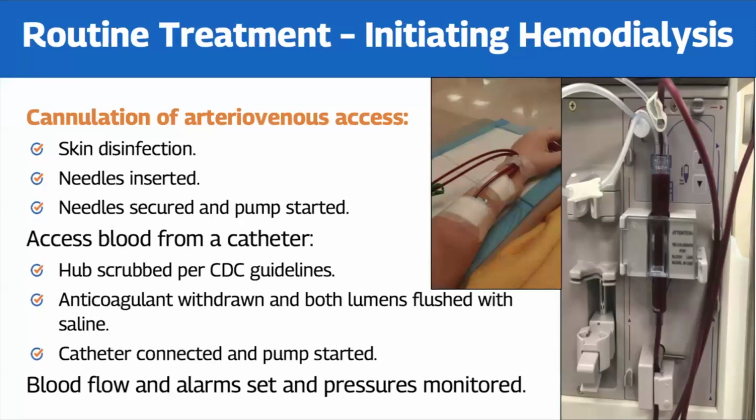Accessing blood from the catheter, we have to make sure we scrub the hub per CDC guidelines. An anticoagulant is withdrawn and both lumens are flushed with saline. Catheter connection and the pump is started, so we're off and running with our blood flow. Blood flow alarms are set and pressures are monitored during the whole treatment. We basically check the patient and the machine every 30 minutes. In a hospital setting, it might be more often because the patient has acute illness.